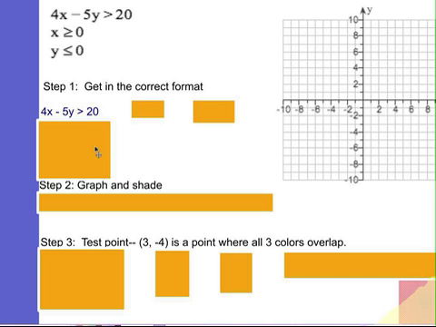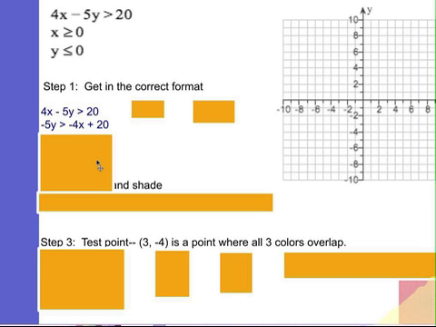We have to get y by itself. So the first step is to move the x over. So positive 4x becomes negative 4x. So we get negative 5y is greater than negative 4x plus 20. To get y by itself, we have to divide everything by -5.